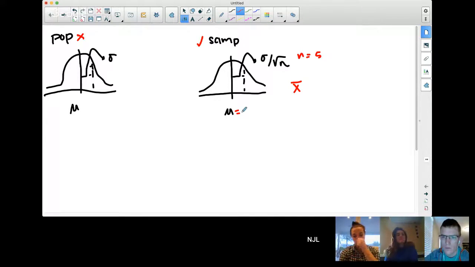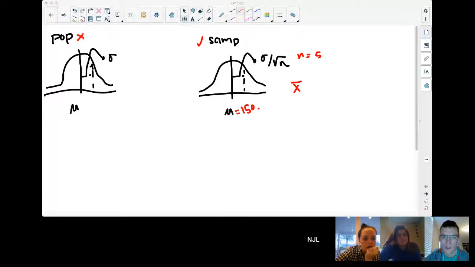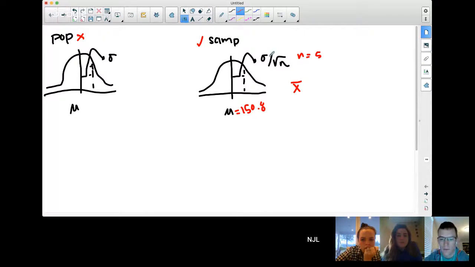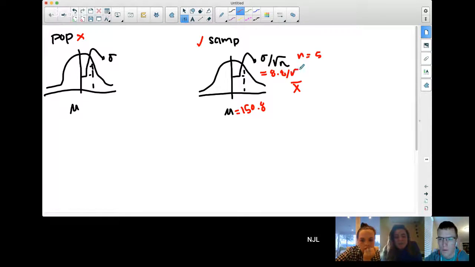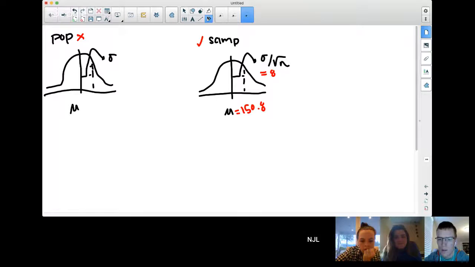Okay, the means are the same. So 150 point, was it 8? I can't remember. Go back and look. Oh, it's 150.8. Okay. And so now this standard deviation is 8.8 divided by square root of 5.